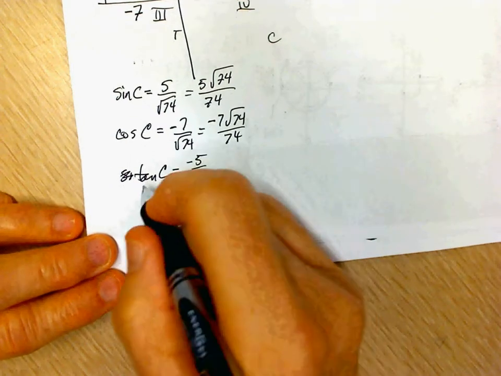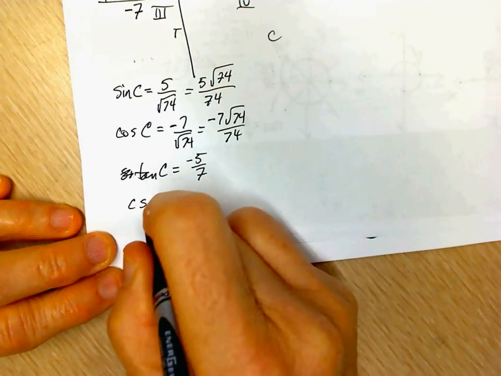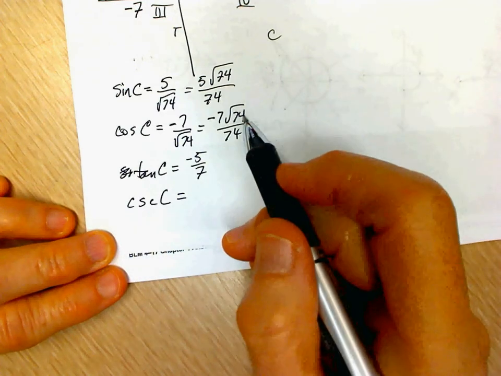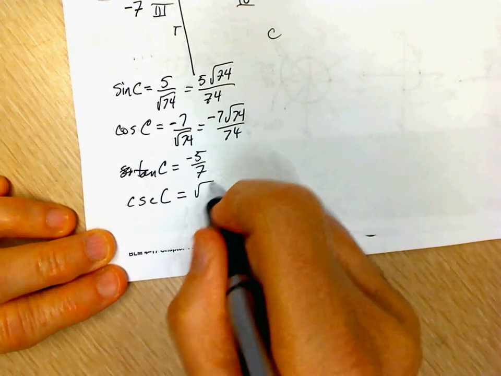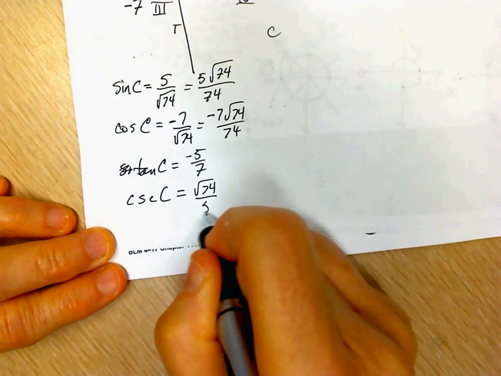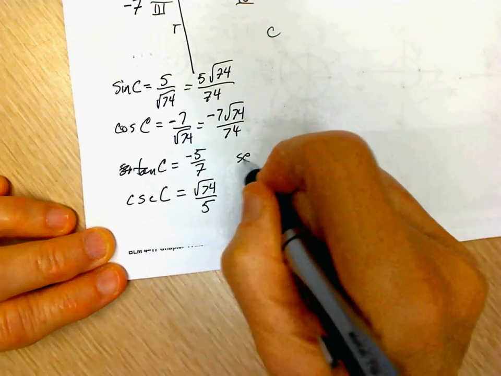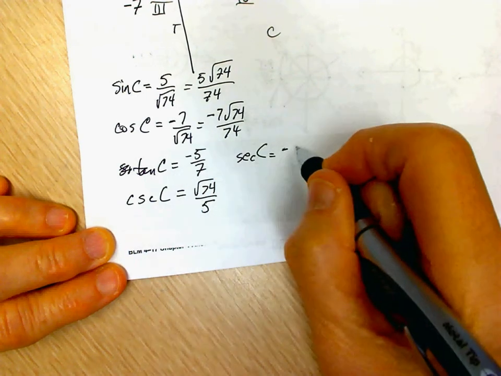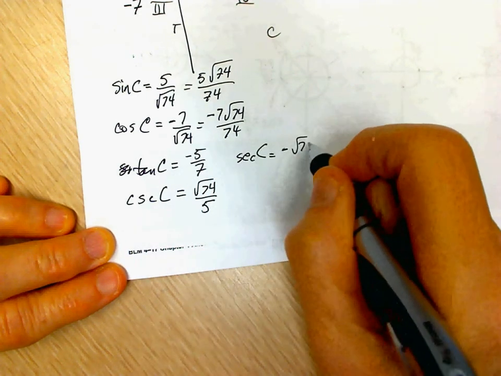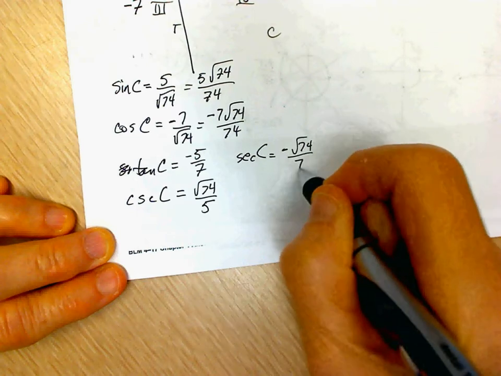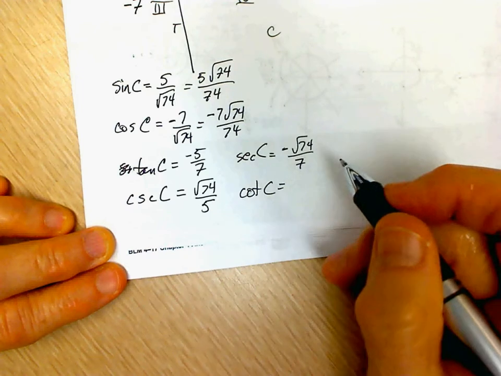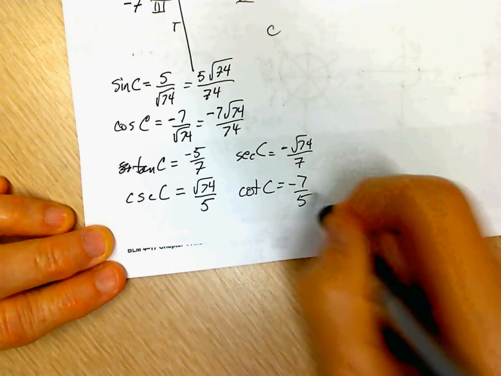Now you can do the reciprocal, which is easy enough. Cosecant of C is root 74 over 5. Secant of C is equal to negative root 74 over 7. Cotan of C equals negative 7 over 5.